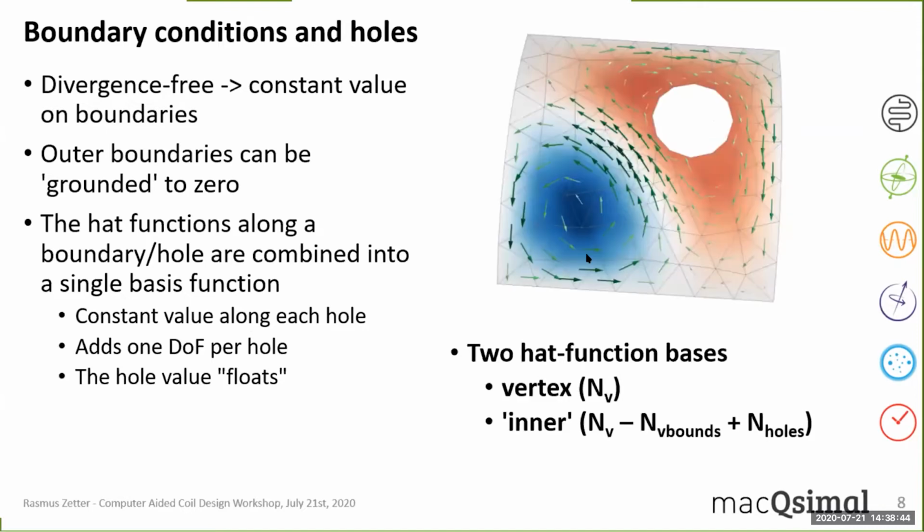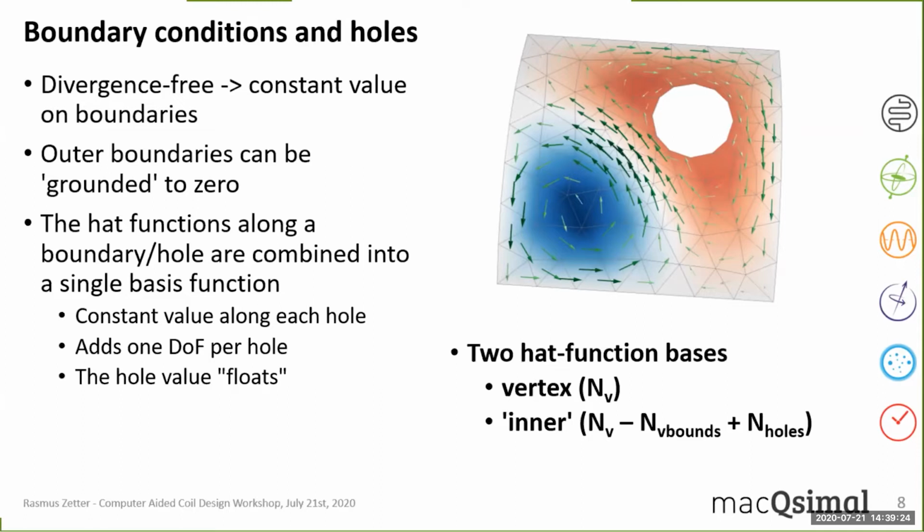And as you can see in this example here, this hole value floats. So you have in green current, and in red to blue stream function value, and it's integrated nicely into the hole rather than being forced to go to 0 at the inner hole, which would not be very nice, because then you always have opposing currents around any hole, which might work, but it won't give you nice solutions.